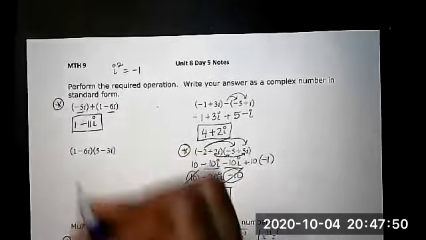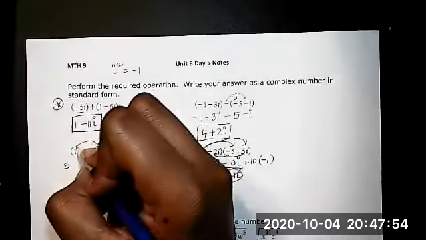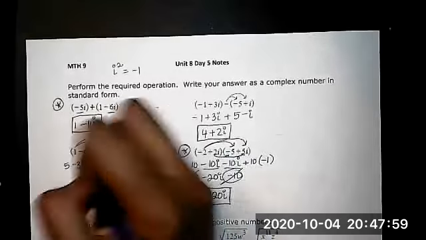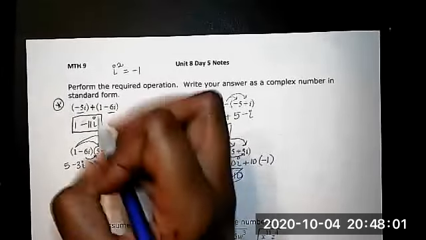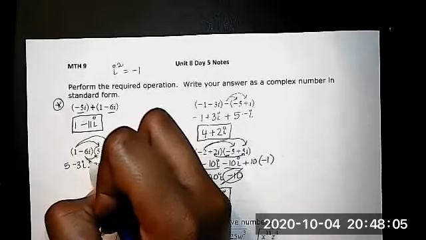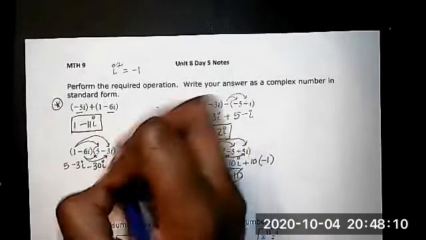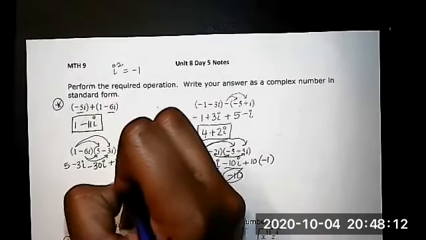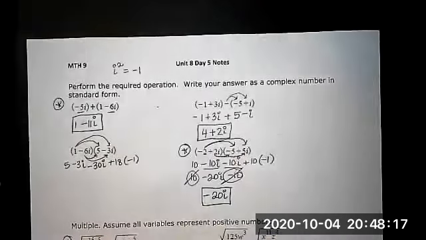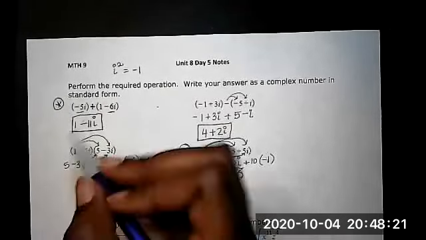Let's go ahead and try this one. 1 times 5 is 5. 1 times negative 3I is negative 3I. Negative 6I times 5 is negative 30I. And this is where the issue comes in. Negative 6I times negative 3I. So negative 6 and negative 3 becomes positive 18. And then I times I is I squared, and I squared is negative 1. Okay, and that can trip you up if you don't do that extra step.